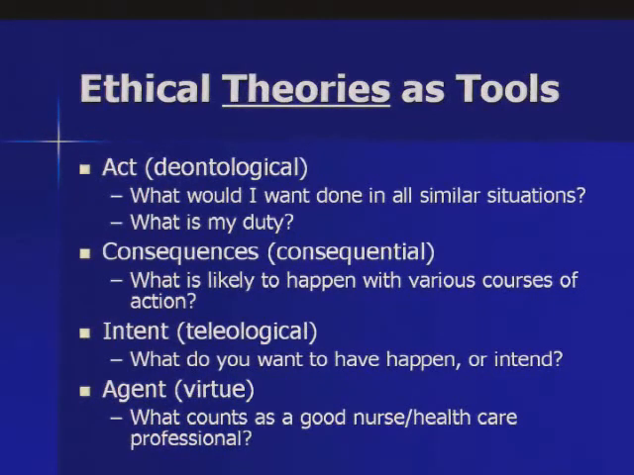The third kinds of theories are intent-based. These are teleological theories, where you look at the ends. What do you want to have happen or intend? And that's different from the consequential theories because, as we all know, often what we intend to have happen is not what actually occurs. So we need to look at the intent behind the guidelines that we might promulgate. Is the intent good? Will it result in good consequences, most likely?